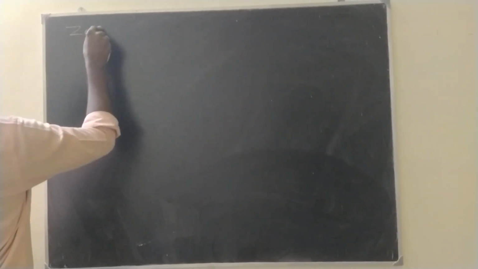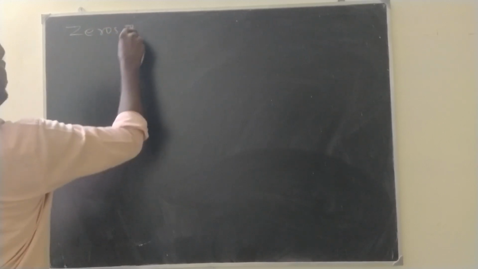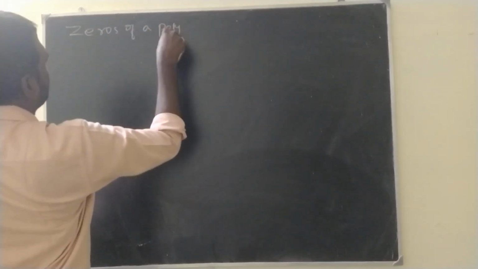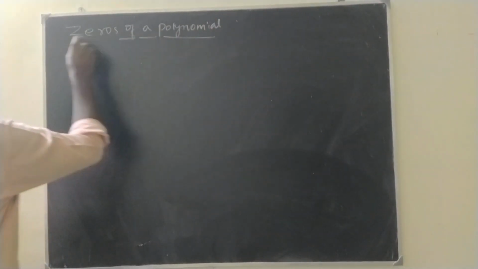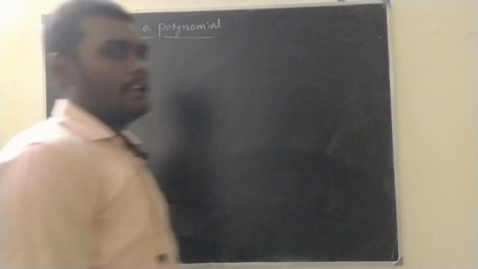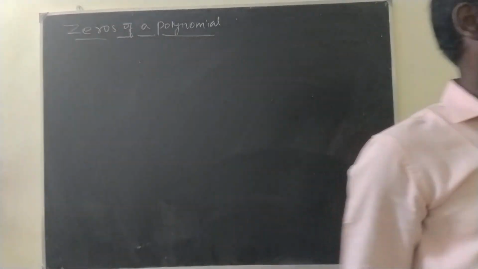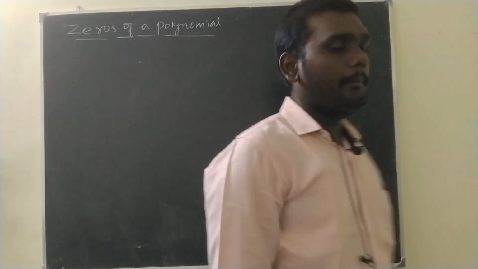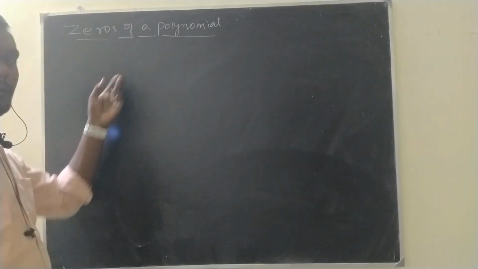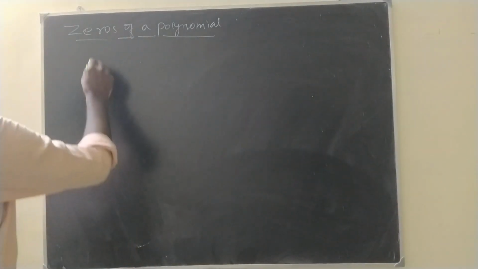Zeros of a polynomial. As a definition you have studied, now we will see that in detail as a topic's name. See, zeros of a polynomial means consider a polynomial p of x.